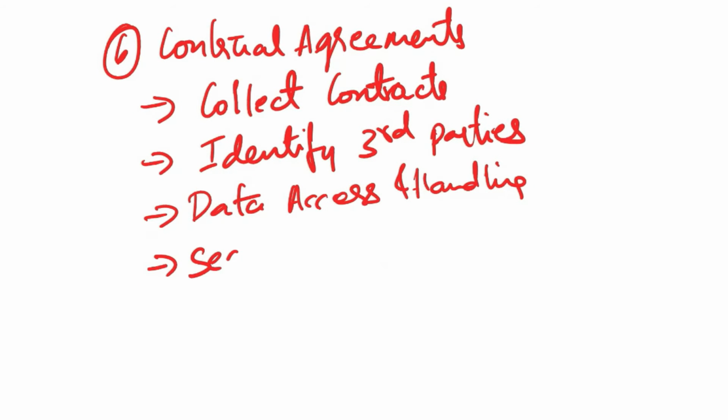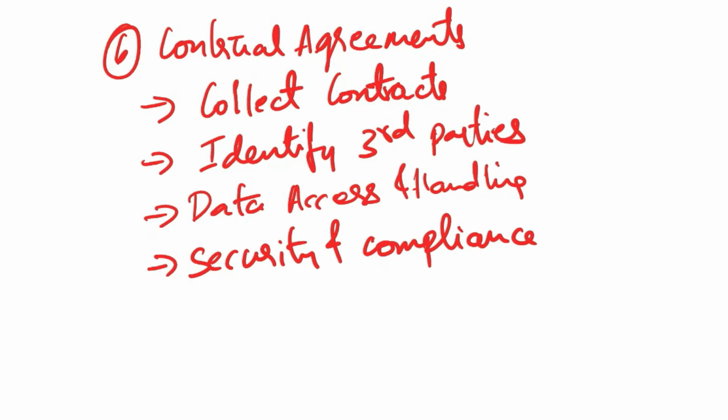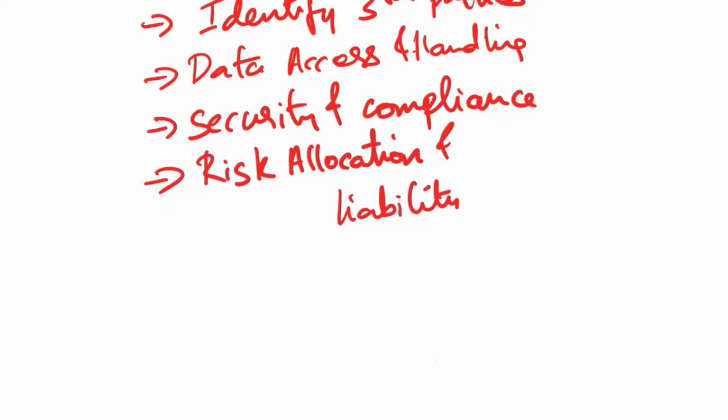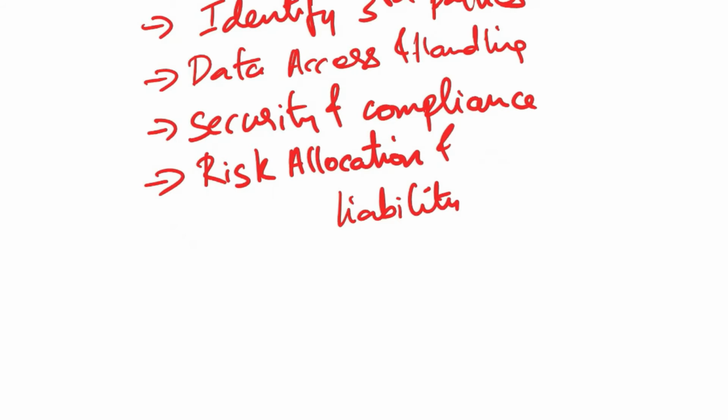Next, security and compliance requirements. Check for clauses related to security measures and compliance requirements that third parties are expected to adhere to. Ensure that these align with your organization's standards and regulatory obligations. Next, risk allocation and liability. Review how risks and liabilities are allocated between your organization and the third parties. This includes understanding who bears responsibility in the event of a security incident or data breach.